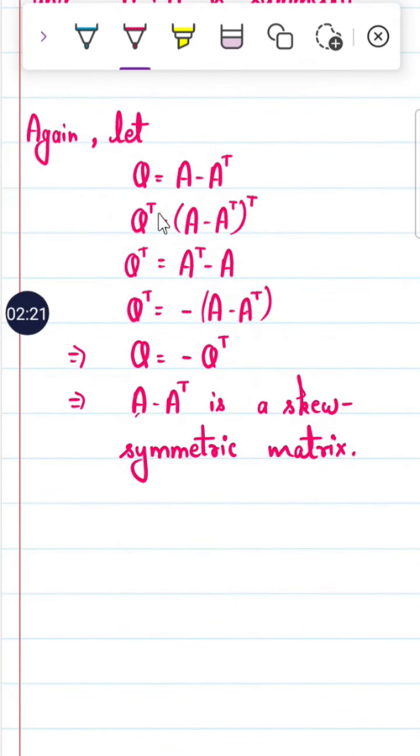Now for the skew symmetric matrix, we will only prove that Q equals minus Q transpose. Taking Q equals A minus A transpose, let us take the transpose of this. This becomes A transpose minus A, so Q transpose equals minus of A minus A transpose. This implies that Q equals minus Q transpose. Now this implies that A minus A transpose is a skew symmetric matrix. What we had to prove?